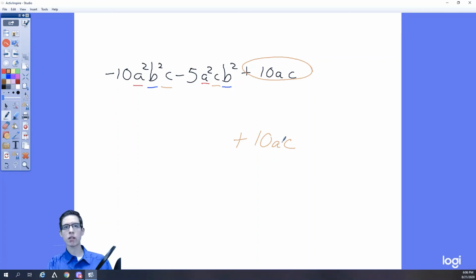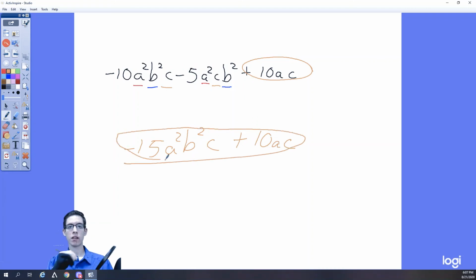The other two terms? Well, order doesn't matter, only the number of variables, and this time the number of variables matches. So we're allowed to do our subtraction. Negative 10 minus 5, since they both have the negative sign, we're allowed to add those values together and then keep that sign. So negative 10 minus 5 gives me a negative 15, and then I'm just going to choose to rearrange them so that they're all following alphabetical order. A squared, b squared, and c. And that, my friends, is simplified.